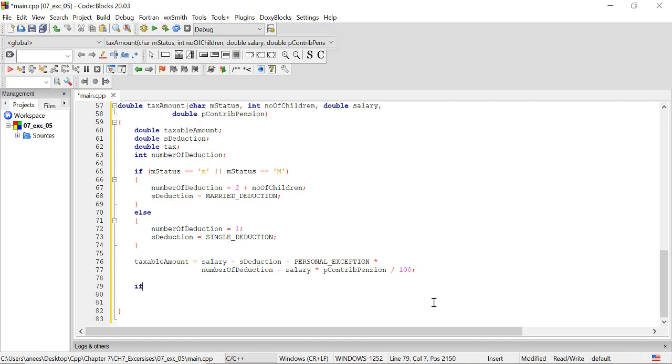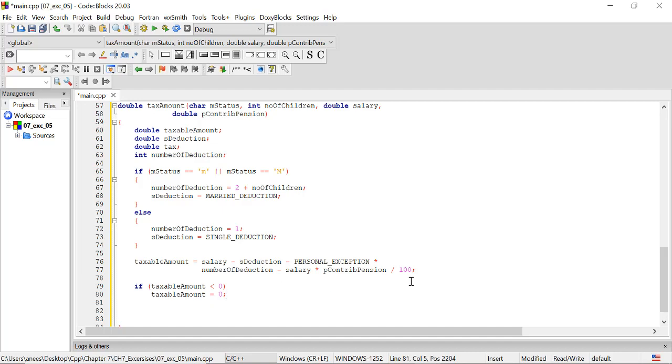Now, if the taxable amount is less than 0, then the taxable amount is equal to 0, because we are unable to have negative taxable amounts. That would sort of mean that if you taxed them, you would have to give them money. Well, I don't know, but you just can't have negative numbers. It's pretty simple.